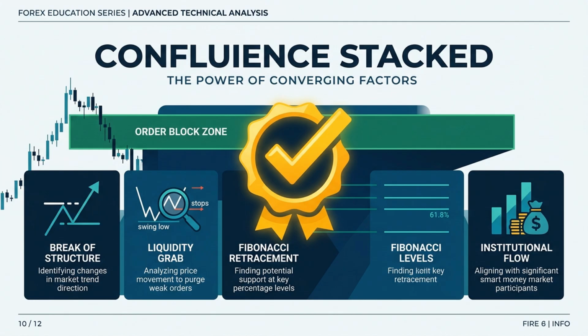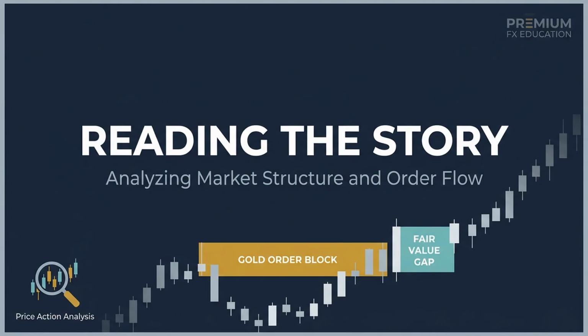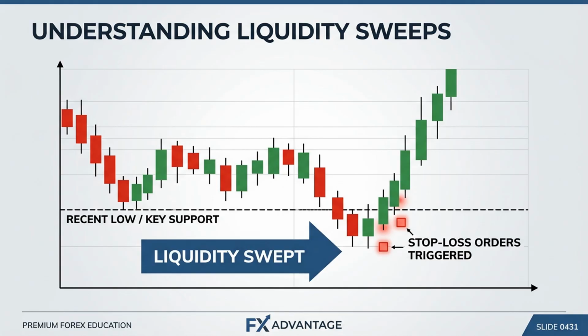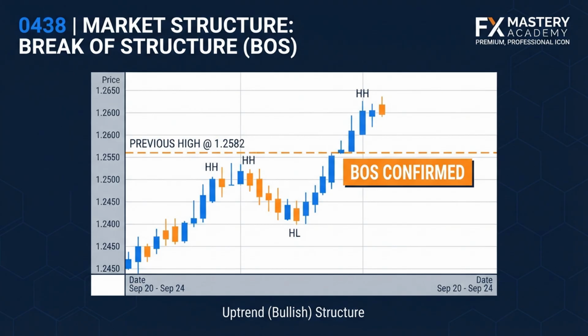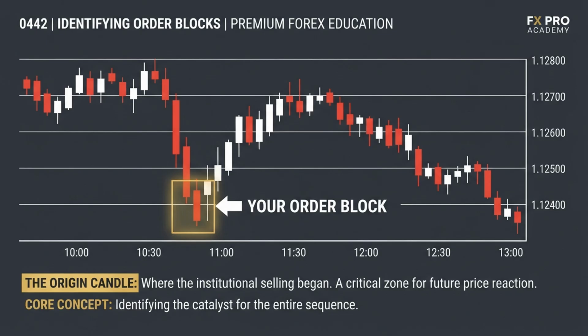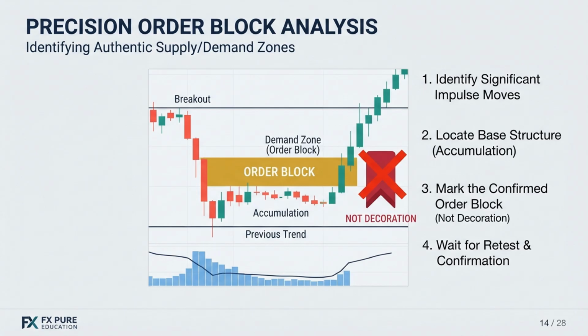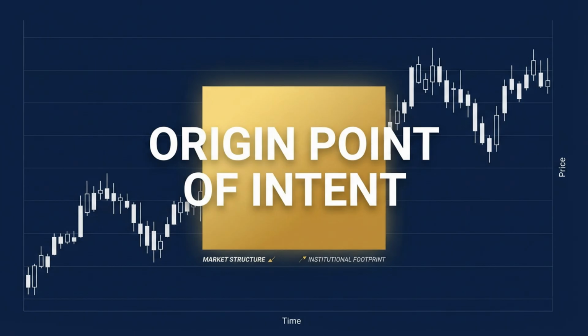When those elements stack together, you're no longer guessing. You're reading a story the market already told you. Price swept liquidity below a recent low. Then it displaced aggressively upward, leaving an unfilled gap. Then it broke a previous high, confirming a shift in structure. The candle where that whole sequence began is your order block. That's not decoration. That's the origin point of institutional intent.